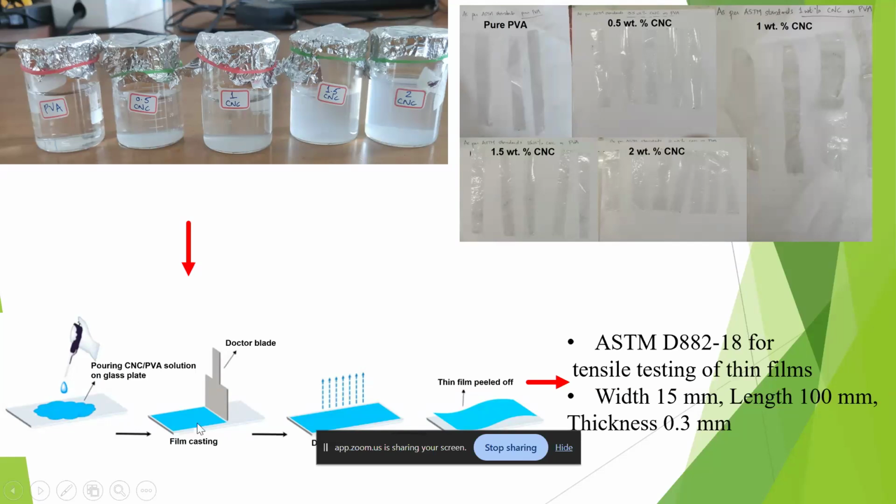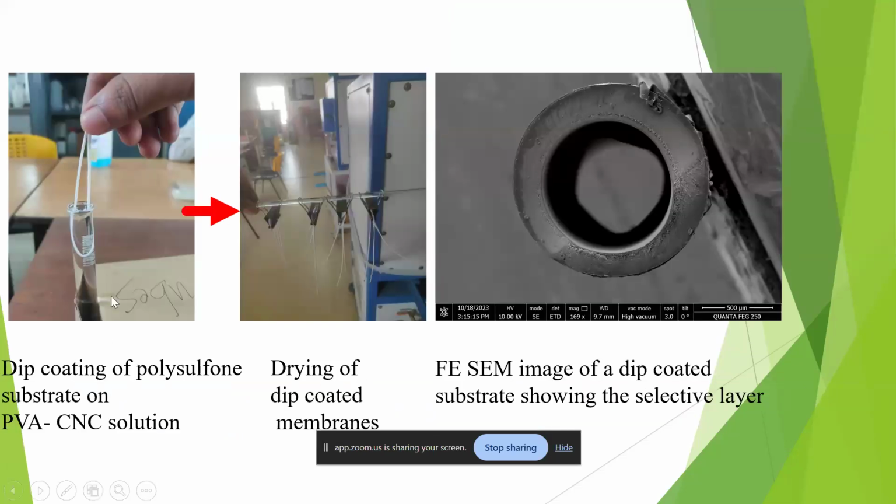And here the method of preparation, the film casting, the drying, and the peeling of the films, and the cut sections of these films are all given, and this was taken to find the mechanical strength, how much it is increasing with the increase in concentration of nanocellulose. So this was, frankly, a very crude way of doing things at that point of time, because we only wanted to do it on a very small scale.